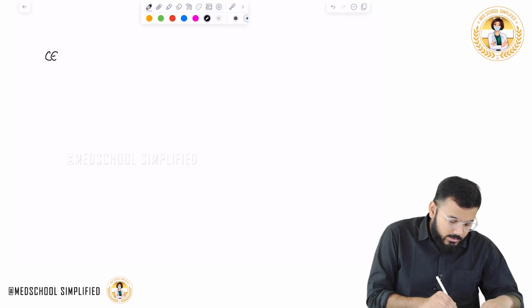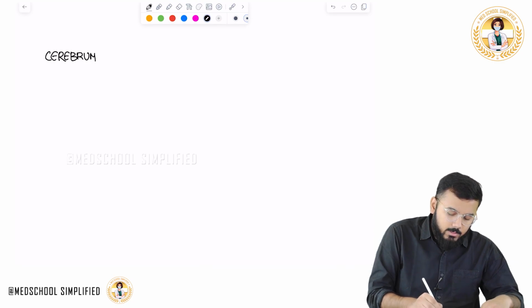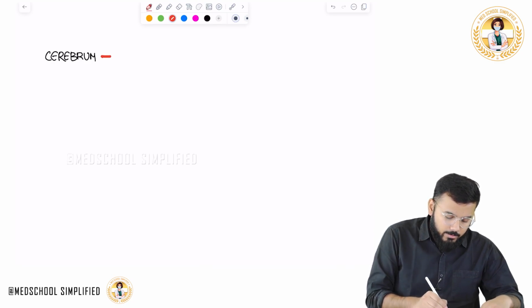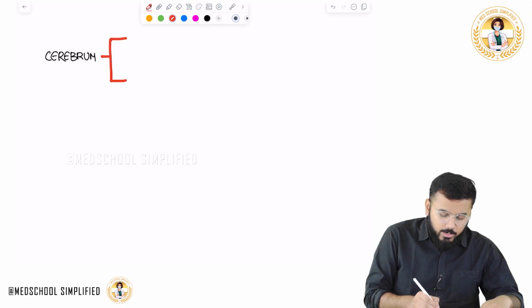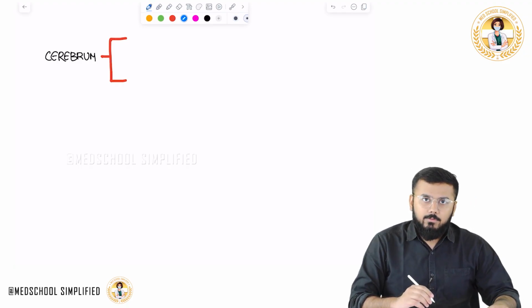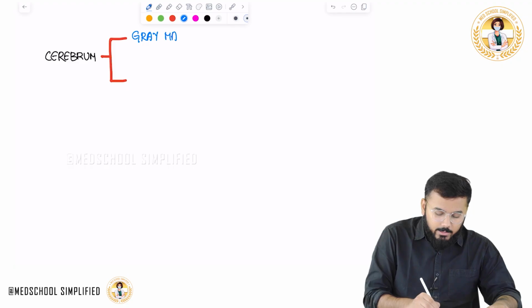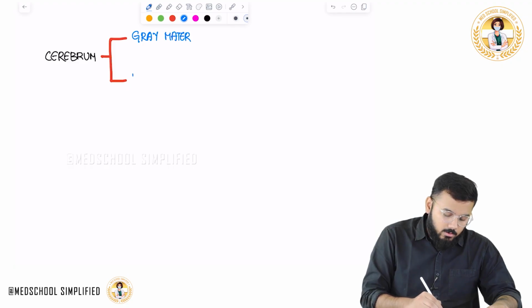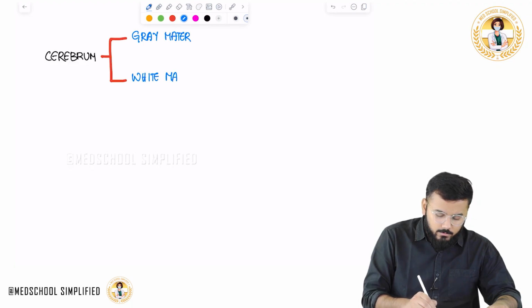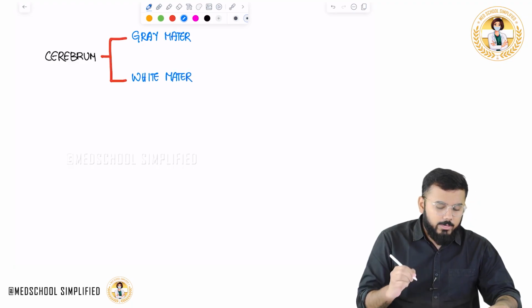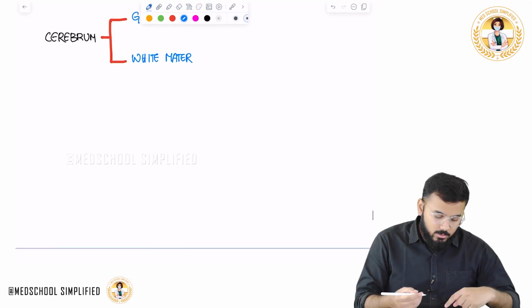So when it comes to the cerebrum, the cerebrum has got two important parts. So what are the two important parts within the cerebrum? We have got something called as gray matter, and we have got something called as white matter. Okay, so there are two important things, one is called as gray matter, another one is called as white matter.